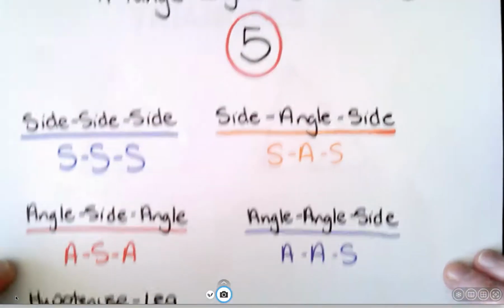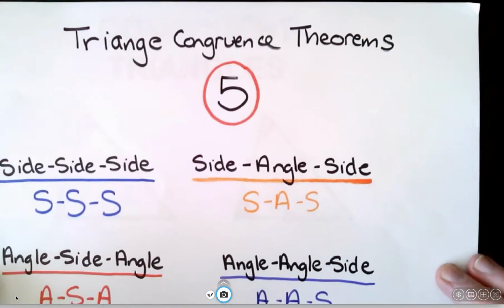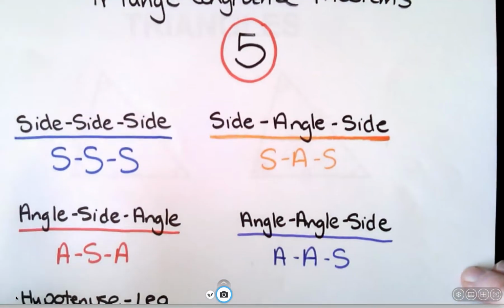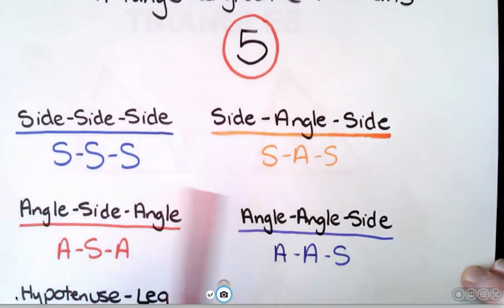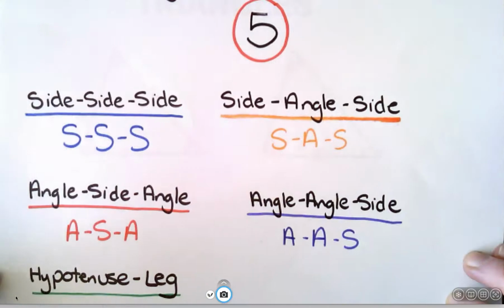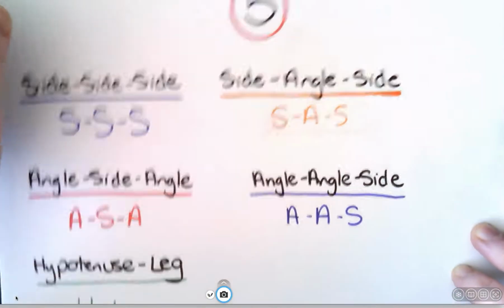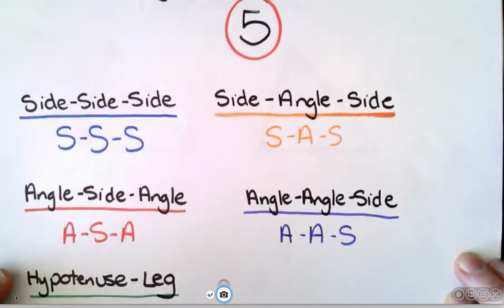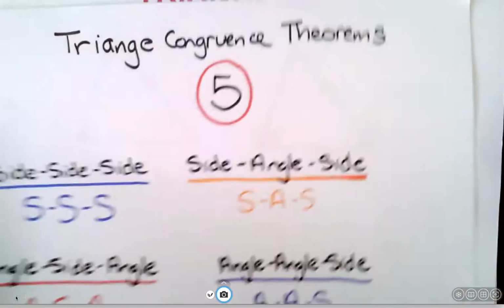Now let's talk about triangle congruence theorems. There are 5 of them. They are side-side-side, side-angle-side, angle-side-angle, angle-angle-side, and hypotenuse-leg. So what the heck does that mean? All right, here we go.